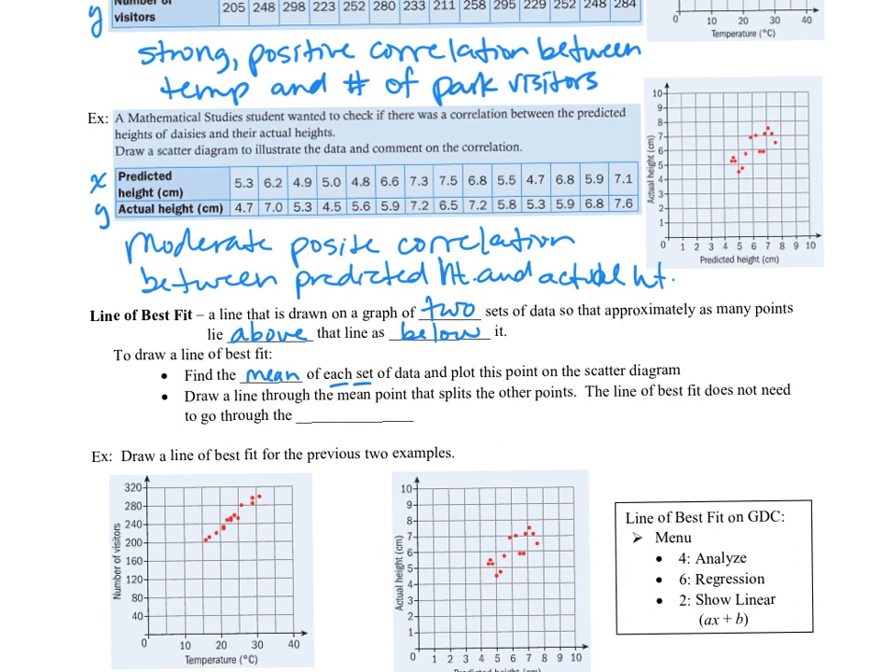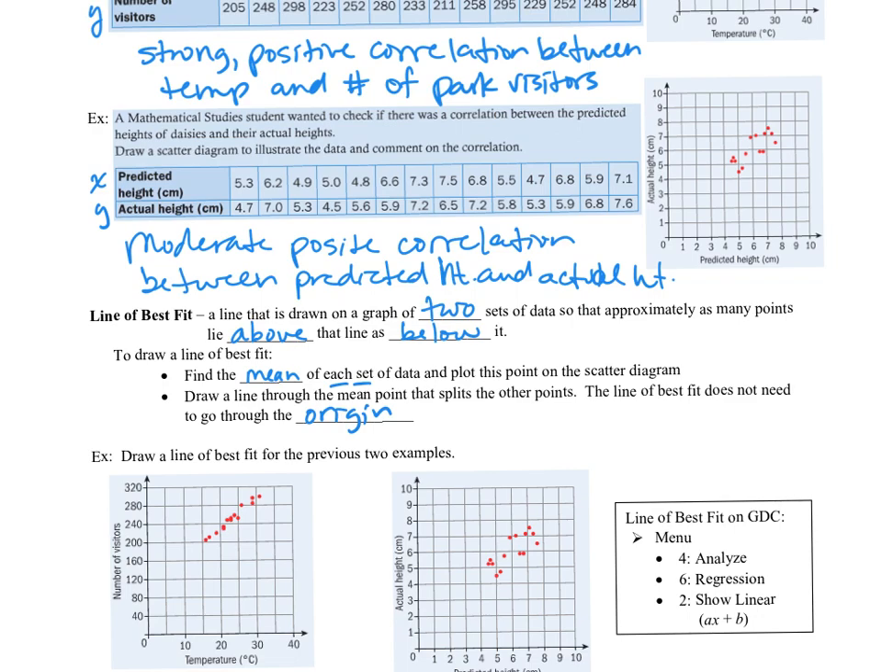Then you'll draw a line through the mean that splits the other points. We're going to do this by hand, and we're also going to do it on the calculator. Obviously the one we do by hand won't be exact, but it'll be pretty close. One thing to note is that the line of best fit does not need to go through the origin. It often will not.